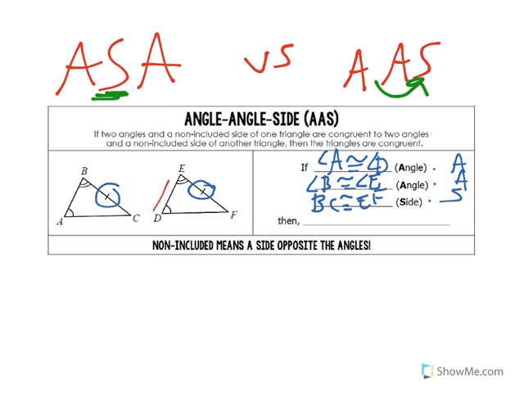If it was in the middle, it would be here, but it's not. It's not in the middle. And that's the most important part. This is definitely the type that most students would get mixed up, these two different versions. So once I have that, I can say that triangle ABC is congruent to triangle DEF.